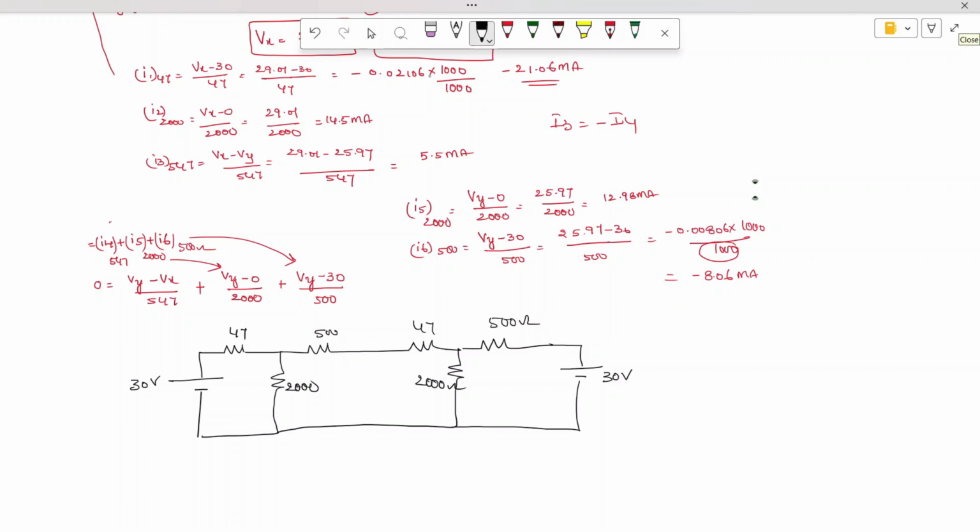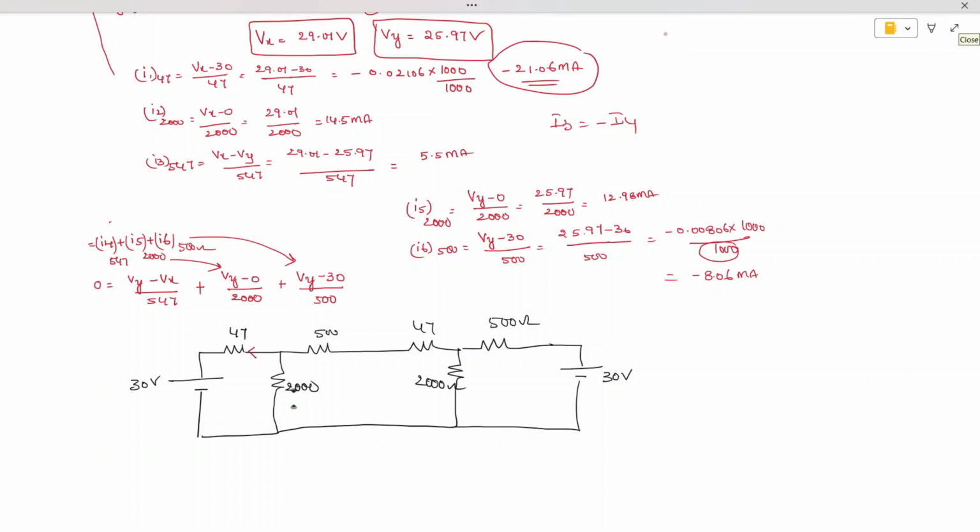Okay, so here I am marking the currents. The current flowing in this branch, we have already found, is minus 21.06 milliamperes. What is the current flowing in this branch? 14.5 milliamperes. What is the current flowing in this branch? 5.5 milliamperes in this direction.